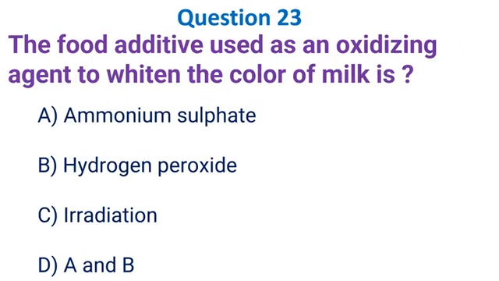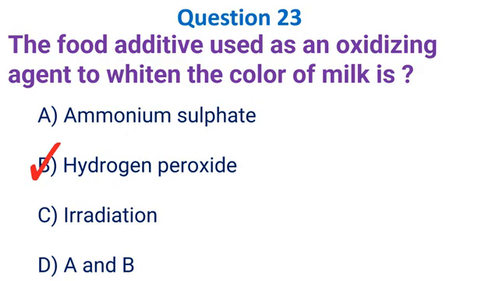Question number 23. The food additive used as an oxidizing agent to whiten the color of the milk is. Options are option A ammonium sulfate, option B hydrogen peroxide, option C irradiation, option D A and B. Correct answer is option B hydrogen peroxide. Hydrogen peroxide is an antimicrobial agent and has a bleaching effect, and thus it strips off the color from the milk, which can be due to the presence of carotenoids in the grass.